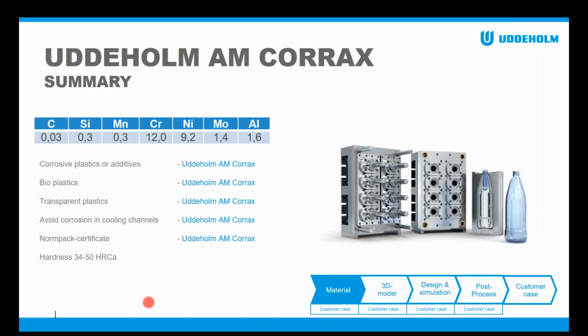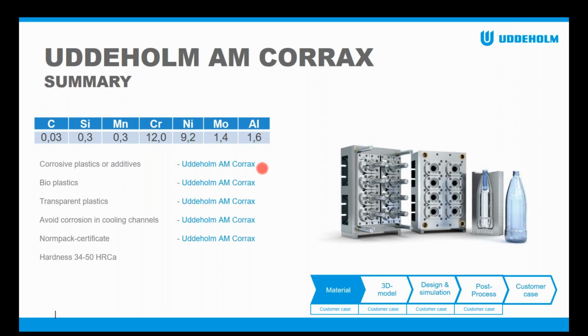So then let's move on to material. And I would like to introduce Udholm AM Corax. I suppose that some of you have already tried it or at least heard of it before. But when it comes to additive manufacturing, it's really suitable because it's easy to weld. That's a general term: if you can weld it, you can print it. But for Udholm AM Corax, it works great to print.